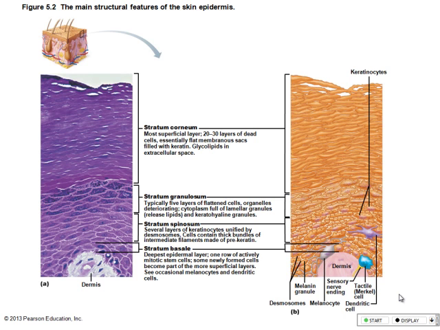As they move further up, stratum granulosum is the next layer. They're called granulosum because those melanin bundles start to become very prominent. The next layer, not on this diagram, in thick skin, is the stratum lucidum. The stratum lucidum we find in thick skin.